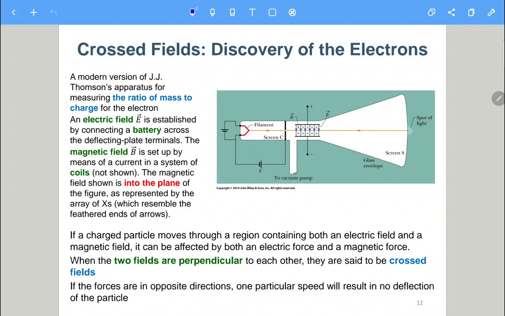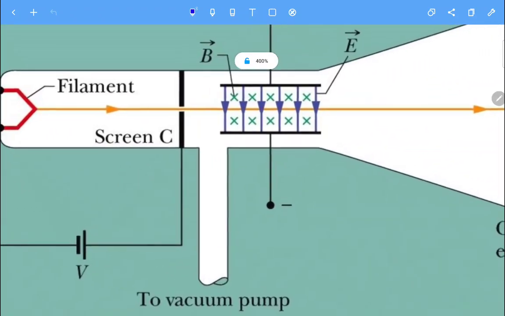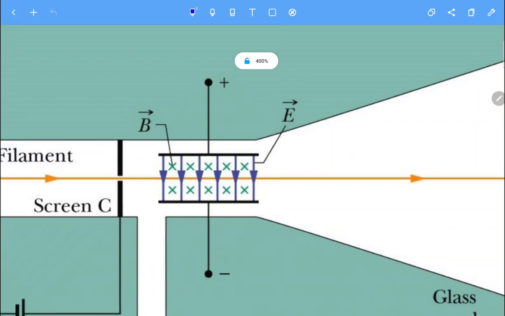Okay, so the next topic is crossed fields. Crossed fields means we have two fields which are perpendicular to each other. In this course, what you have learned is the E field and the B field. So here the B field and the E field are perpendicular to each other, and of course, they are uniform.